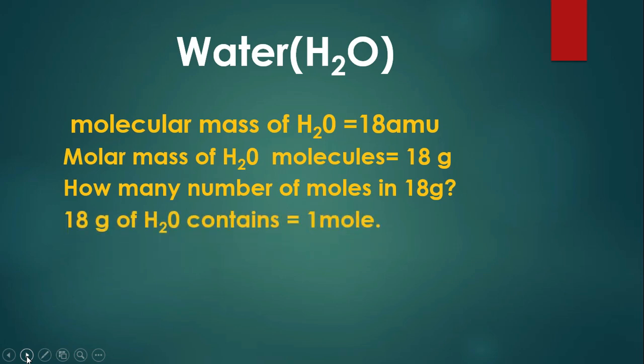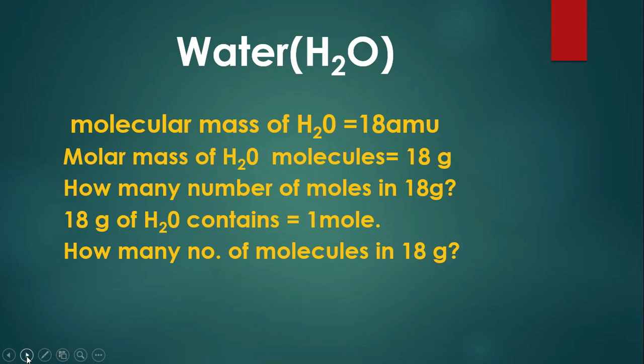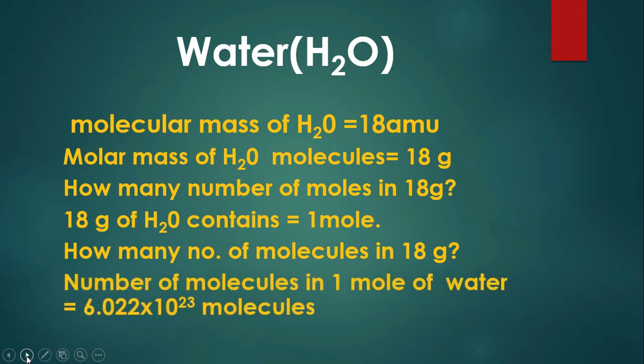Same as in the case of atomic mass, it is the same for molecular mass. If we have a molecular mass, we say that it is 18 amu, but in a molar mass it becomes 18 gram. Now in 18 gram the quantity is 1 mole. The next question is, how many molecules are in 18 gram? The number of molecules in 1 mole of water is equal to 6.022 × 10^23 molecules.